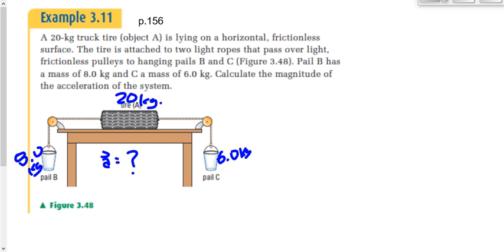All right, let's label the forces acting on this thing. We've got masses, but we don't have a free body diagram drawn yet. Let's draw the free body diagram. Are there any forces that act on this tire? Does gravity act on the tire? Sure it does. Does the normal force act on the tire? Yeah, they cancel, right?